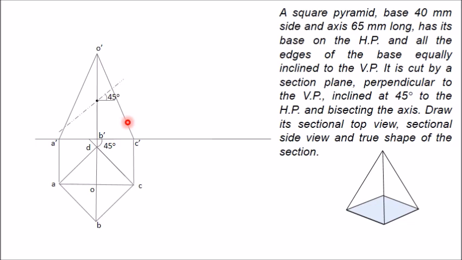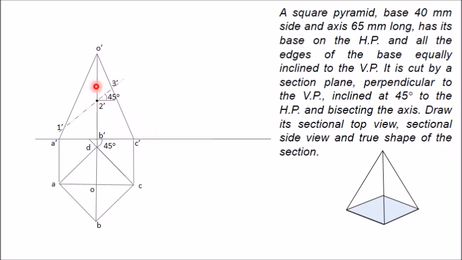Now you have to determine what those cutting points are. First, the section plane cuts this side O dash A dash. It cuts O dash A dash at this point, so mark this point 1 dash. Now similarly it is cutting O dash B dash at this particular point, so mark that point as 2 dash. And another point is this one, where the section plane cuts O dash C dash. So mark that point as 3 dash.